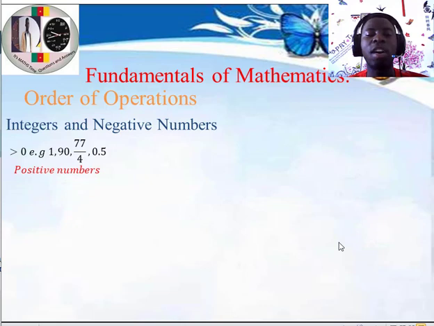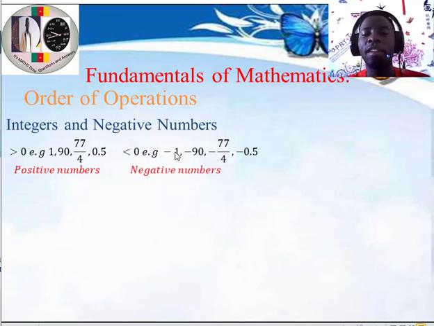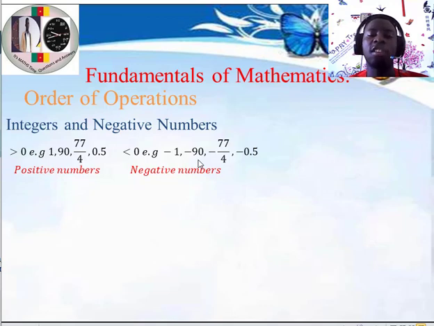A number can as well be less than 0. If we have a number that is less than 0, we call that number a negative number. These negative numbers are denoted by the minus sign before them. A number which does not have any decimal is called an integer. These integers can be positive or negative. So an integer is what we call a whole number. For instance, 1, 90, negative 1, negative 90 are integers.